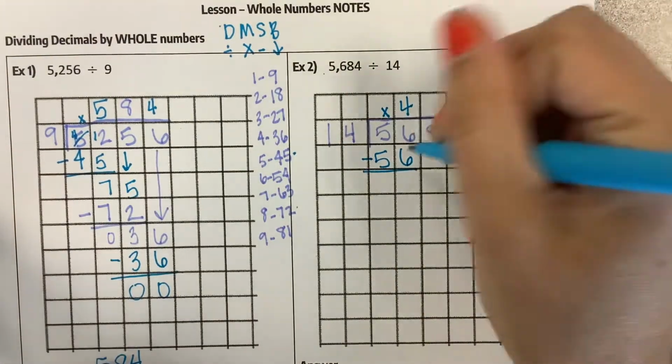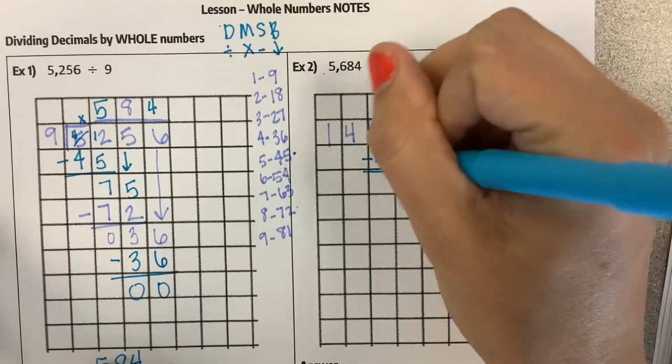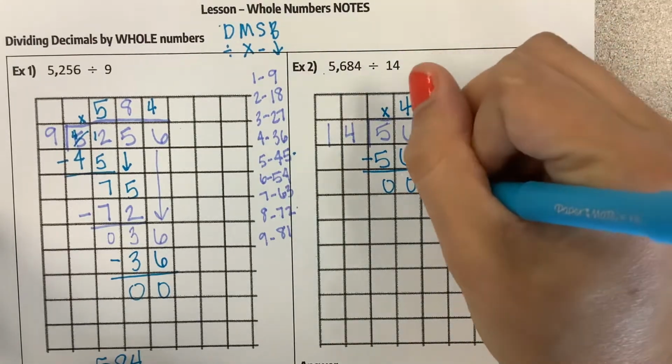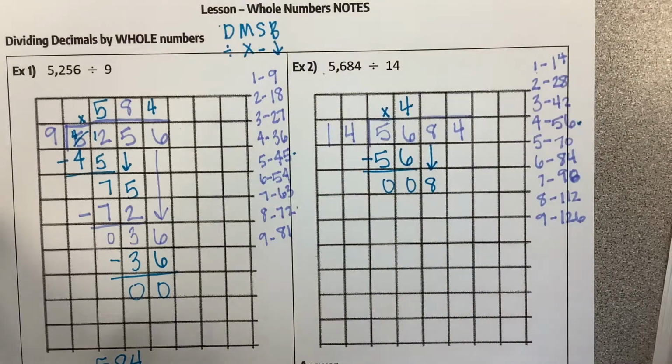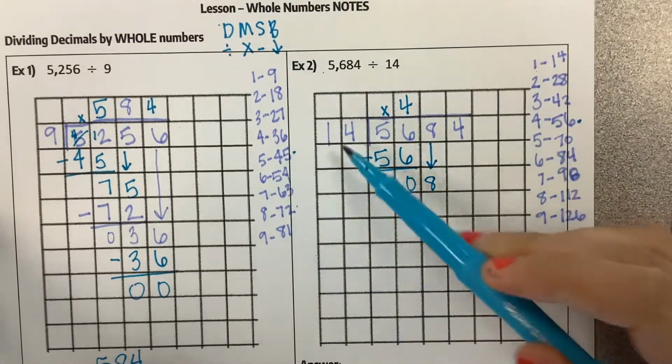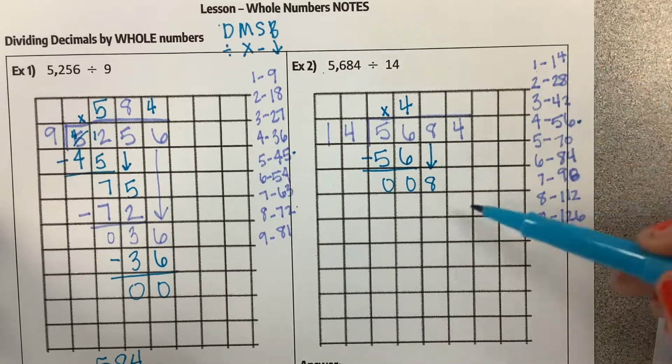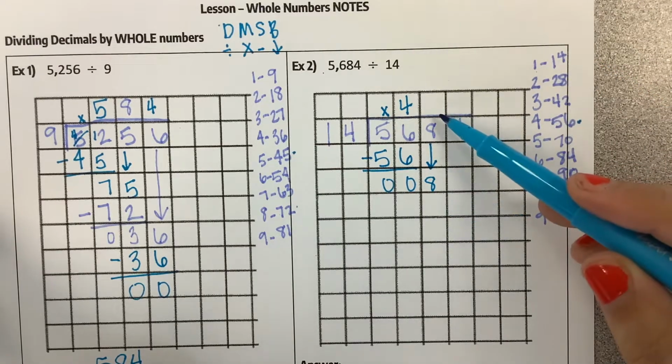56 minus 56. Well, 6 minus 6 is 0. 5 minus 5 is 0. Next step is to bring down. So we're going to bring down the 8. So we're looking at how many times does 14 go into 8? Well, the first multiple of 14 is 14, and that's bigger than 8. So it doesn't go in.